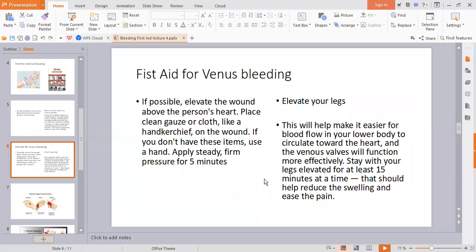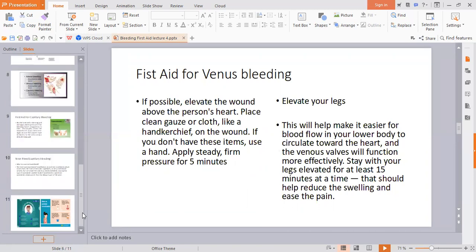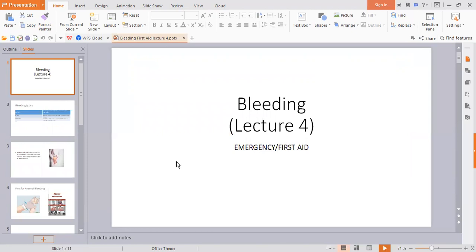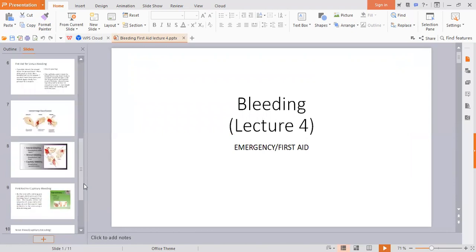As we discussed earlier, if there is a handkerchief or gauze, you can cover the wound and apply steady firm pressure for 5 minutes. So there were three main types of emergency bleeding, and their first aid help for emergency conditions.